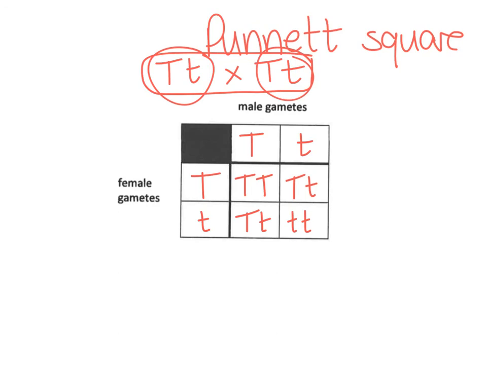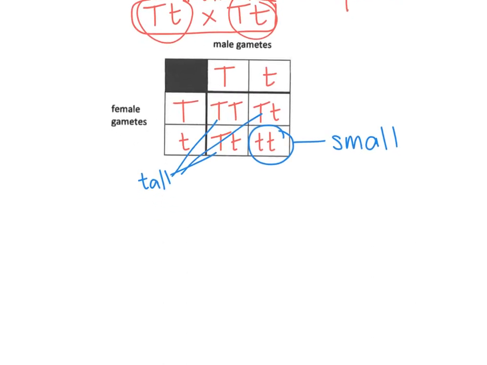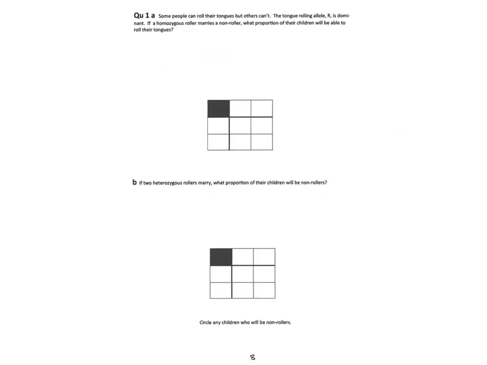Now really what you should do, I would circle that and I would write small, and all the other ones are tall. You would always write beside it or underneath it, I would write 3 tall to 1 small. There's no point writing 3 to 1 because you need to say which one is tall, which one's small. So 3 tall to 1 small. Okay. Now, hopefully that's all coming back to you from year 10.